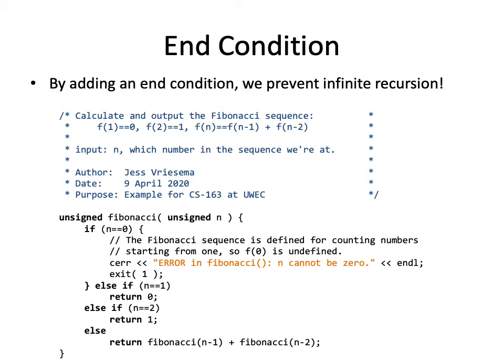If n is not equal to 0, 1, or 2, else return Fibonacci n minus 1 plus Fibonacci n minus 2. And there we have the same thing we had before, where we have a recursive function. Now the function is calling itself. But now, because it has those end conditions, it won't recurse forever. It does have a finite stopping point. And let's see if we can trace that now.